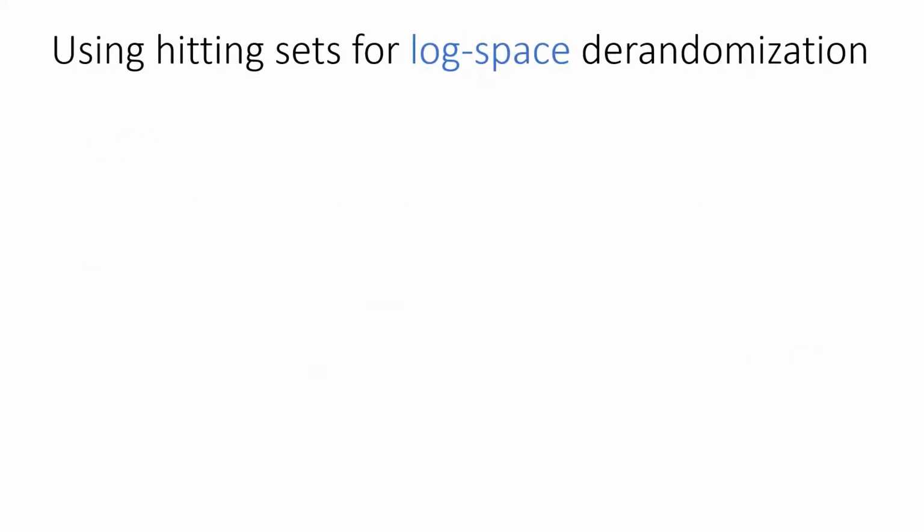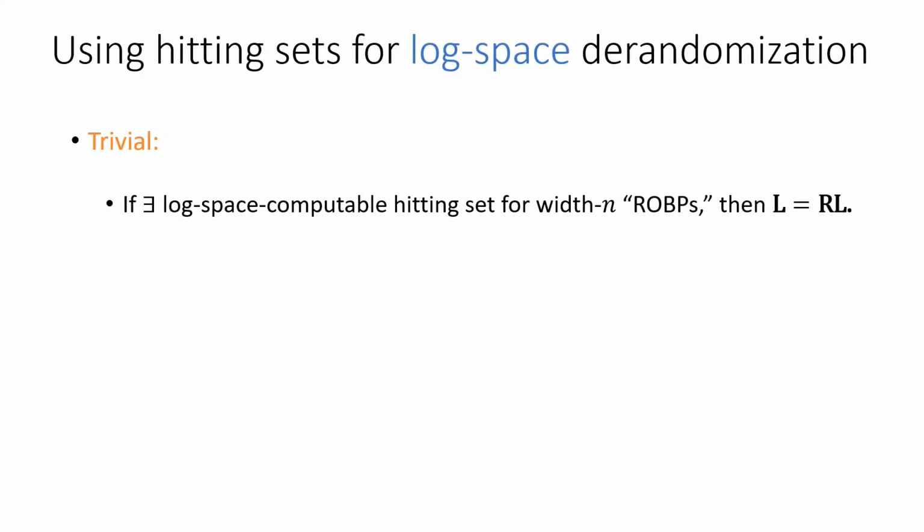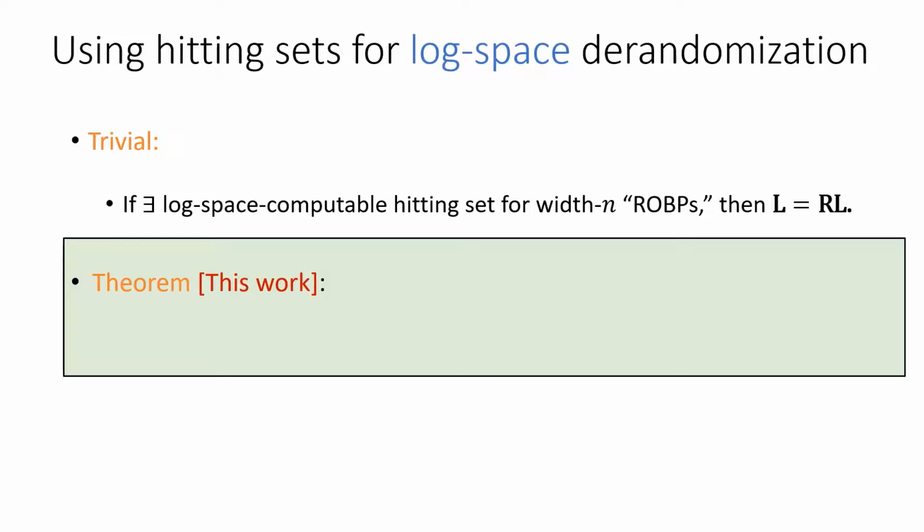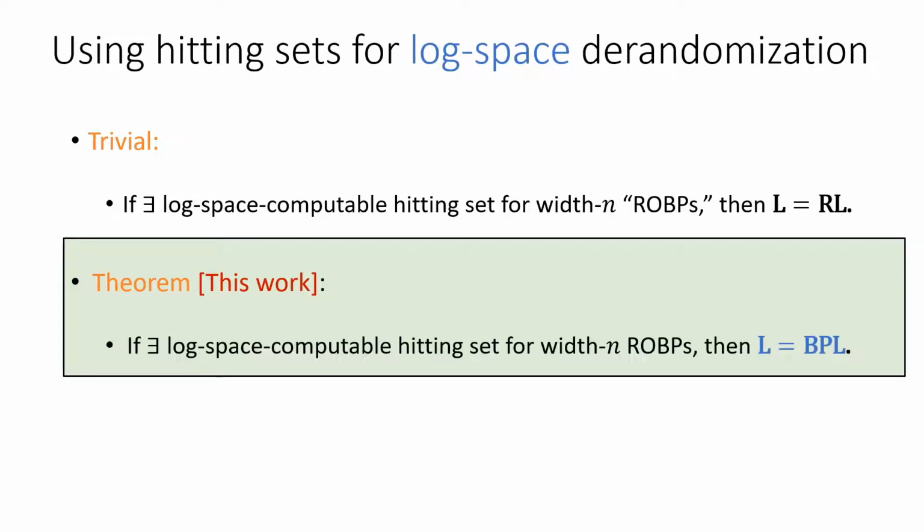What about derandomizing log space algorithms? Again, it's immediate from the definitions that a suitable hitting set would imply L equals RL. This time, we should assume a hitting set for a model of computation called width-n read-once branching programs. I'll describe the model on the next slide, but the point is, it captures the action of a log space algorithm on its random bits. Okay, the main result of this work is that if there is a log space computable hitting set for width-n read-once branching programs, then not only does L equal RL, but also L equals BPL.